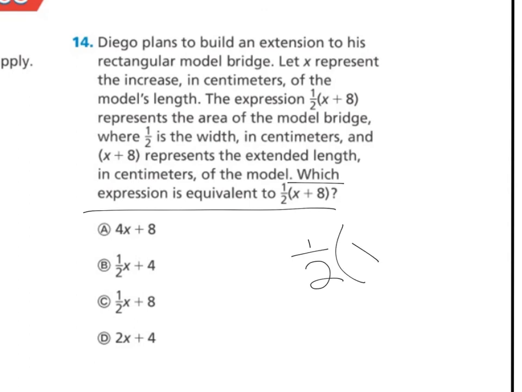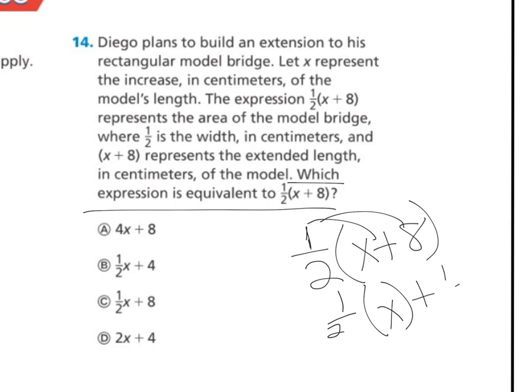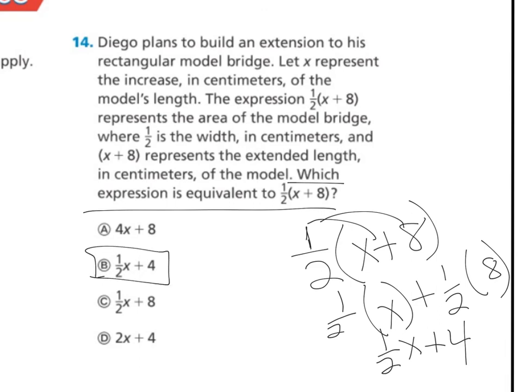So if you look at this one, with how it's set up, it looks like we need to use the distributive property. So we do 1/2 times x and then plus 1/2 times 8. So 1/2 times x is just 1/2 x, and then we know half of 8 is 4, so that matches with answer choice B. So this gives you an idea about how to work with equivalent expressions.